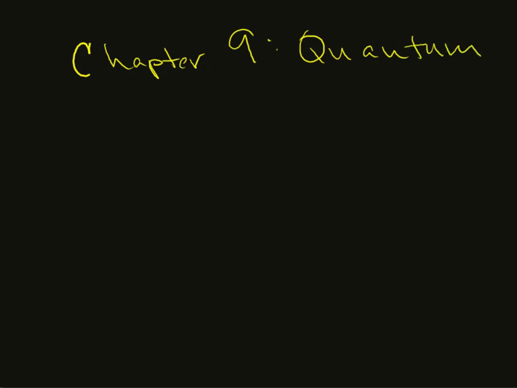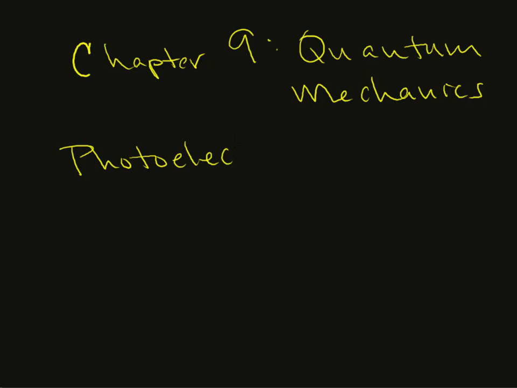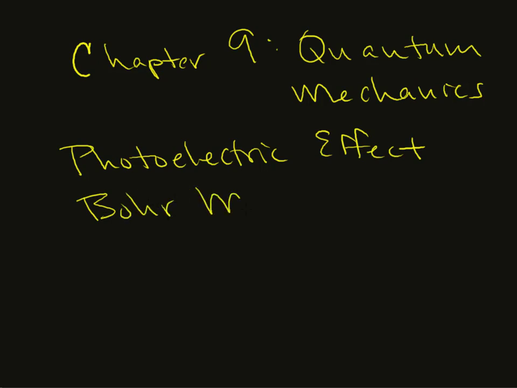Alright, in today's lecture, we'll be going over content for Chapter 9, which is covering quantum mechanics. And so far in class, we have covered a couple of different things: photoelectric effect, Bohr model, and the Heisenberg uncertainty principle.